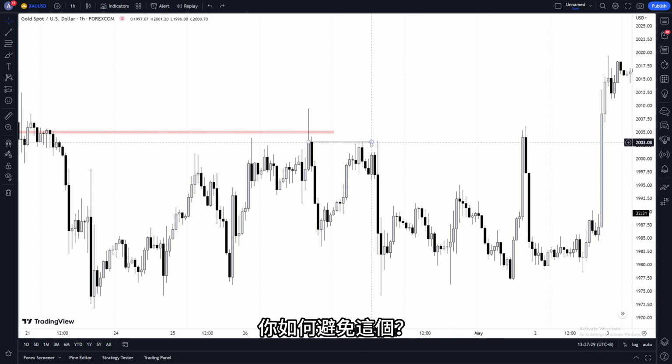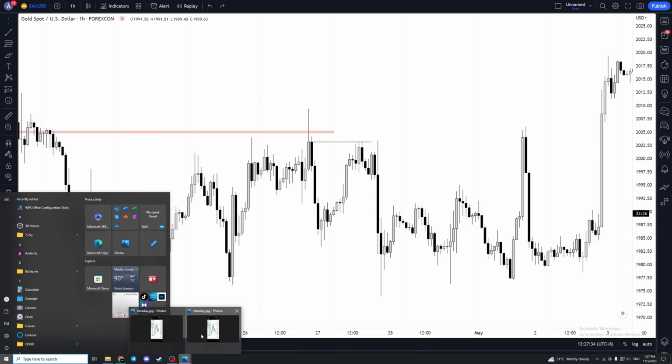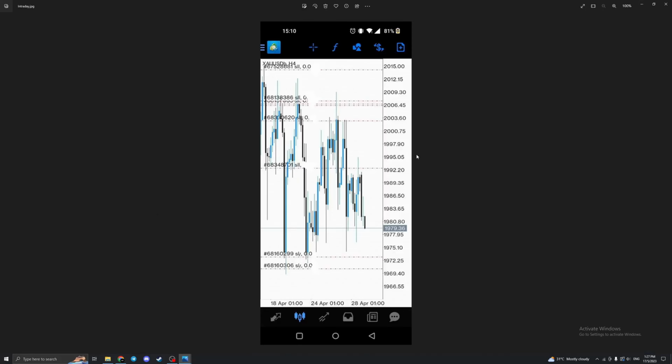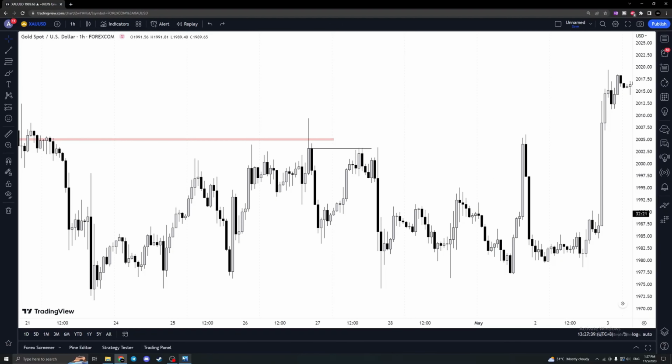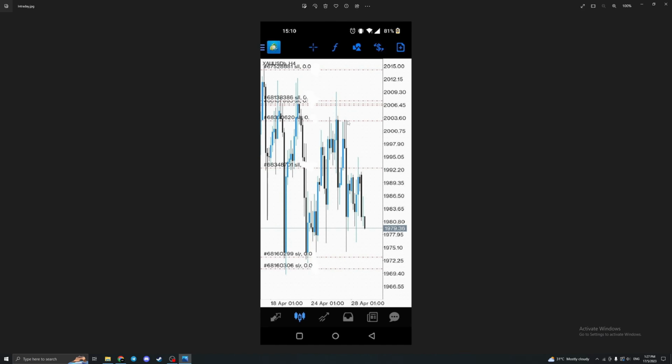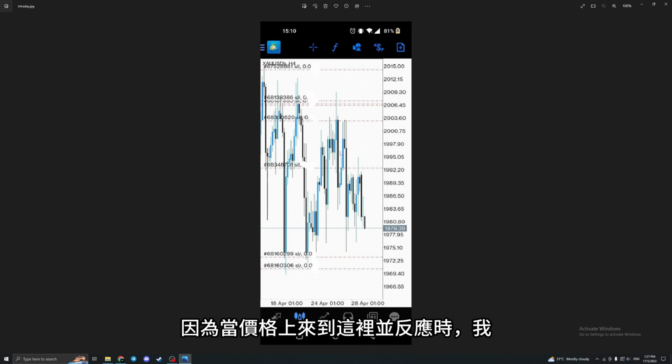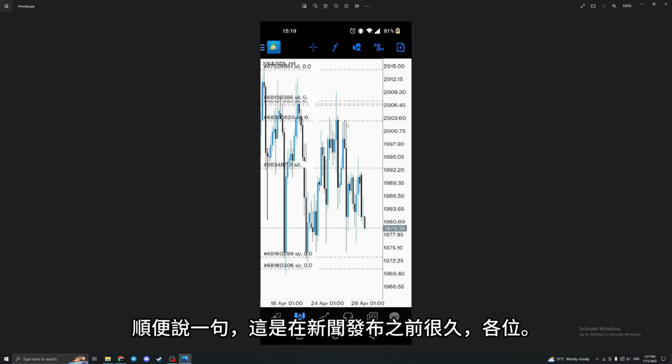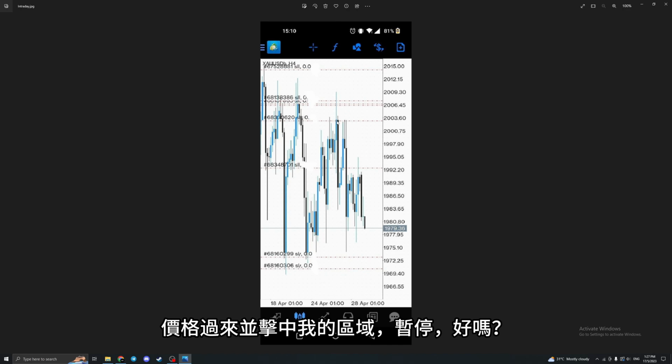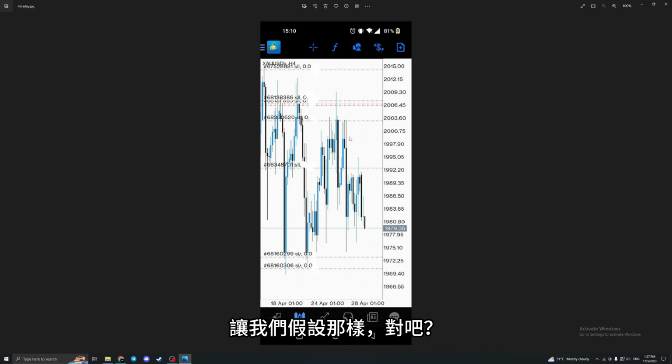But so, how do you avoid this? How did I avoid this? Because, hey, look at my charts. Boom, right here. Look at this. How come I got the trade? Because when price came up over here and reacted, I knew this was well before the news, by the way, guys. Price came and hit my area, pause, okay? Well before the news, maybe like an hour and a half to 2 hours before my news. Okay, let's just assume that, right?